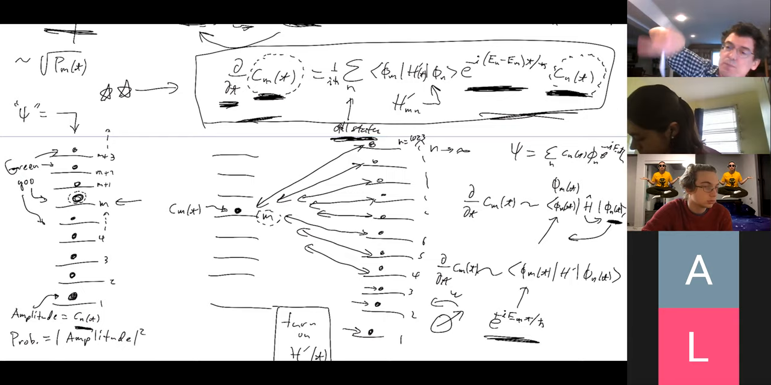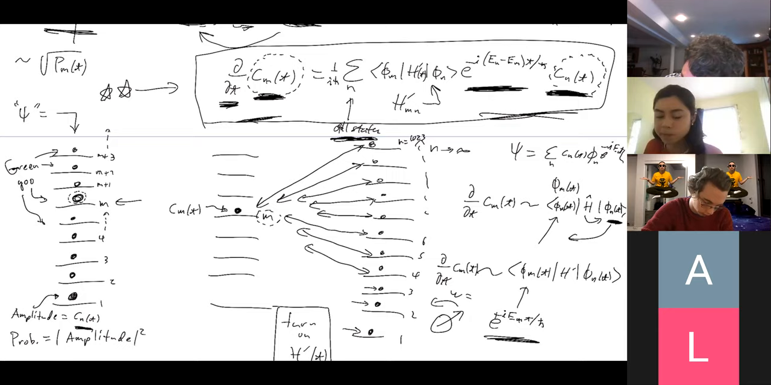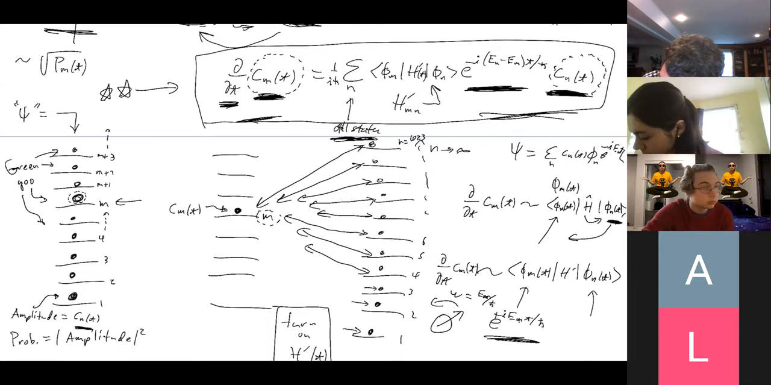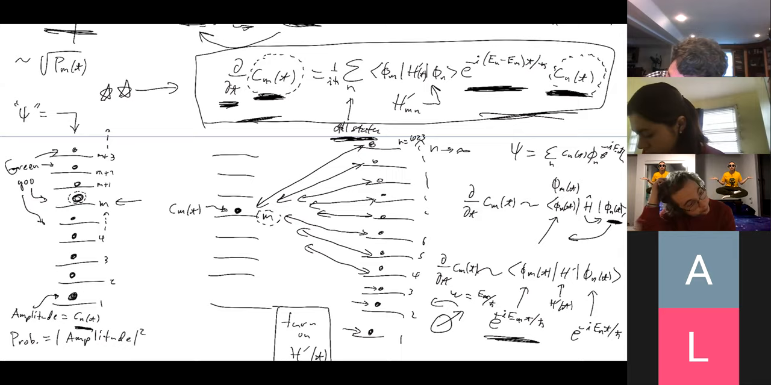He's spinning at some frequency. The frequency he's spinning at is his energy, right? It's just E_m over H bar, because energy is a frequency. Now this state also has its own natural time scale, and that's e to the negative i E_n t over H bar. And then this guy has its frequency of whatever is the frequency of the Hamiltonian.